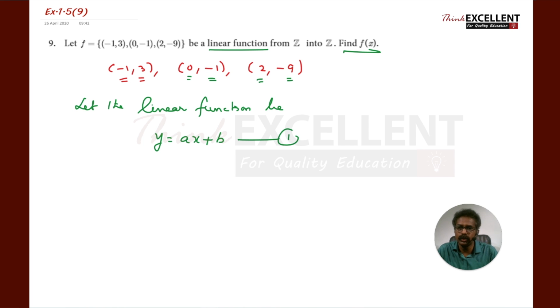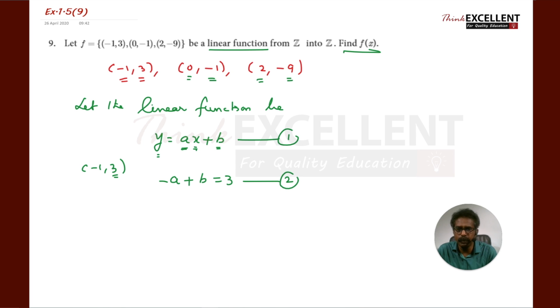But there are two unknowns. What are the two unknowns? The unknowns are a and b. We have to find that a and b. So for that, we make use of the points. What are the points given here? (-1, 3). So we use the point (-1, 3). What's the meaning of that? For x you put -1 and for the y value, or f(x) value, 3. So -1 into a, so -a plus b equal to the y value. What is the y value here? 3. So this is one equation.